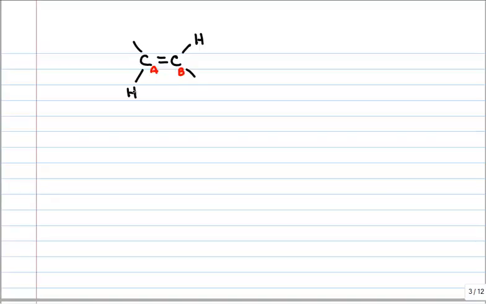Now, why are they locked? Because we know you cannot rotate around a carbon-carbon double bond. Therefore, these 2 hydrogens are locked on opposite sides of the double bond. If that's the case, this is going to be called trans because they are on opposite sides.